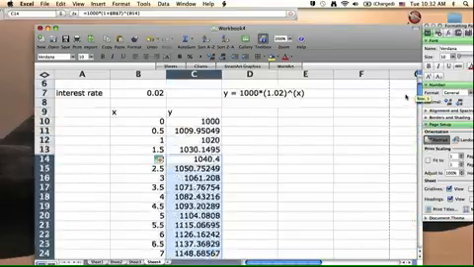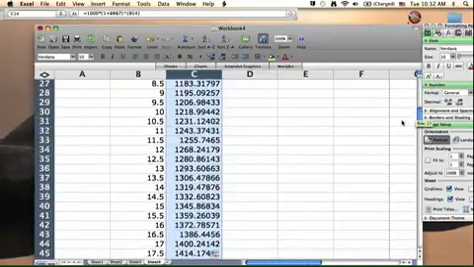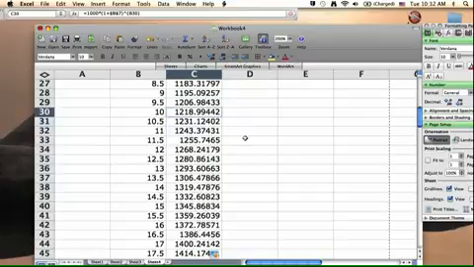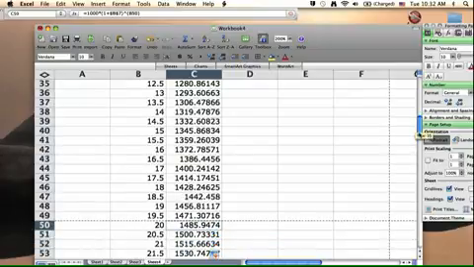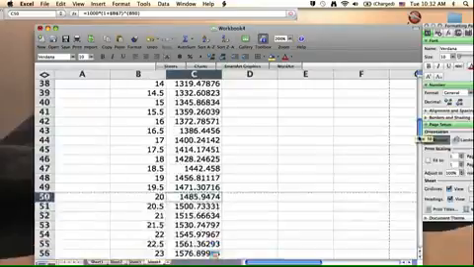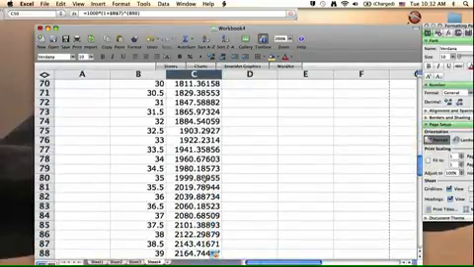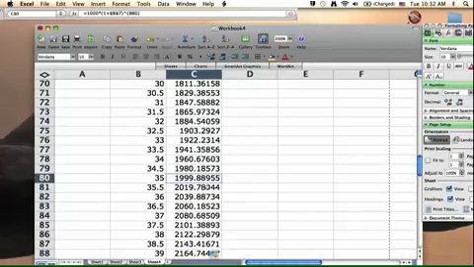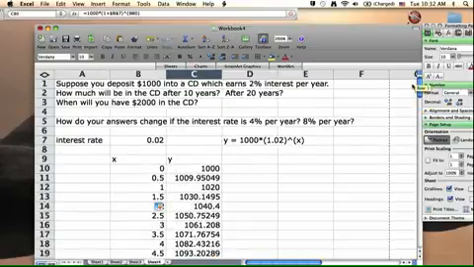There are the numbers. We can answer the questions real quick. How much after 10 years? How much after 20 years? $1,218.99 after 10 years. $1,485.95 after 20 years. And when does it reach 2,000? Well, remember, this is approximately 35 years. That's real close to 2,000. Pretty much 35 years is the answer to the last question.